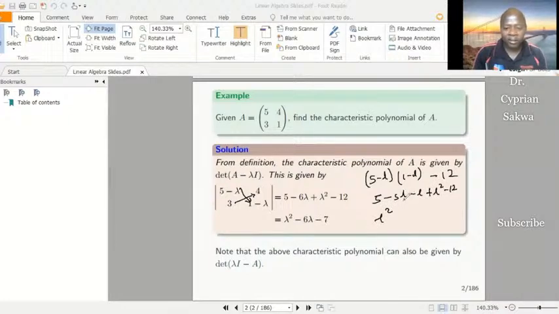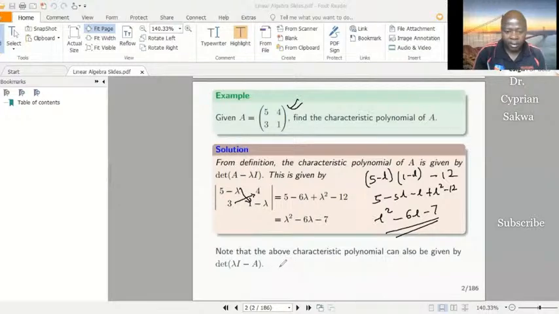I just rearranged this to have lambda squared, and negative 5 lambda minus lambda will be negative 6 lambda. And then 5 minus 12 will be negative 7. So this is the characteristic polynomial for this matrix. And that's how we do it.